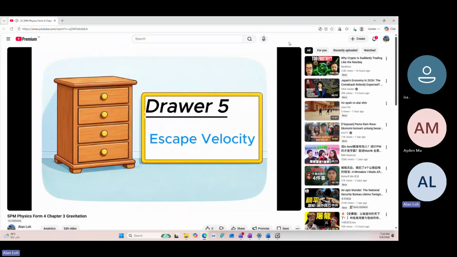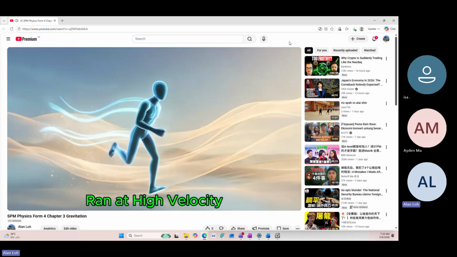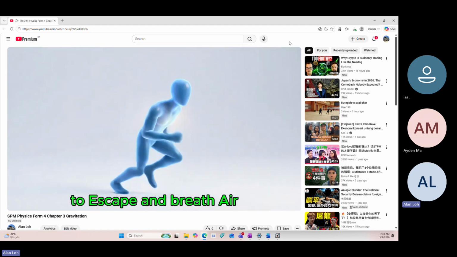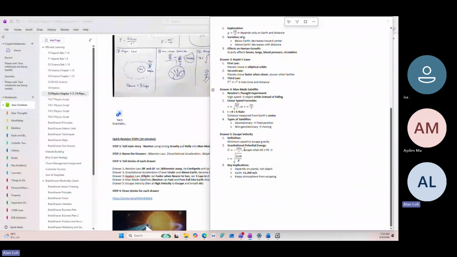Drawer 5. Escape velocity. Run at high velocity to escape and breathe air. So this is the minimum velocity that is needed for you to escape from the earth, which is 11,000 meters per second. Why breathe air? You will know later.